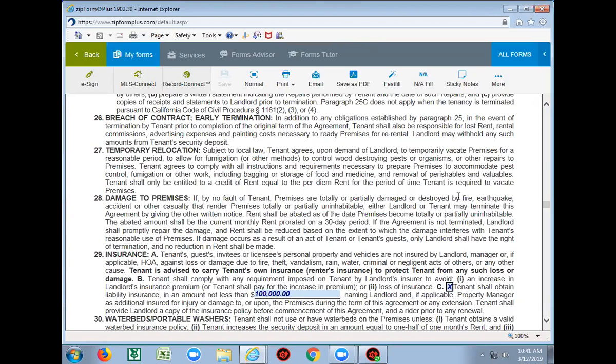Rental commission, our commission, because we have to relist the property, right? Advertisement expense, if you do have any advertisement. And also painting costs. When they do the early termination, are you going to do the cleaning again, touch it up again? Yes, all at tenant expense. To get the premises ready for re-rental, landlord may withhold any such amount from the tenant's security deposit. So the tenant's security deposit cannot be returned until we find the next tenant. And the current tenant has to continue to pay the rent until we find the next tenant.